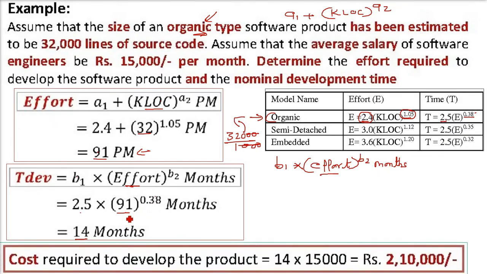What will be the cost required to develop the product? See, 14 months are there. Every month you have to pay 15,000. So what will be there? 14 into 15,000. So the cost required to develop the product is 2,10,000.